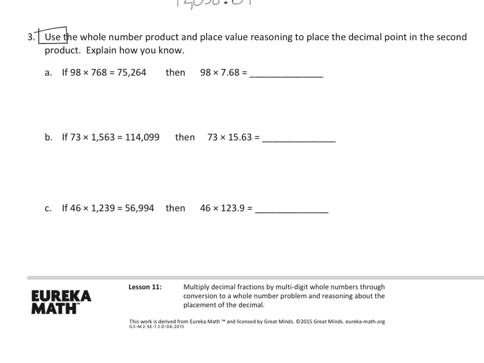All right, so for number 3, they want us to use the whole number product and place value reasoning to place the decimal point. So we have to place the decimal point in the second product or the second answer spot and explain how you know that's where the decimal goes. All right, so we're going to go over to 3B. So let's look at this quick.